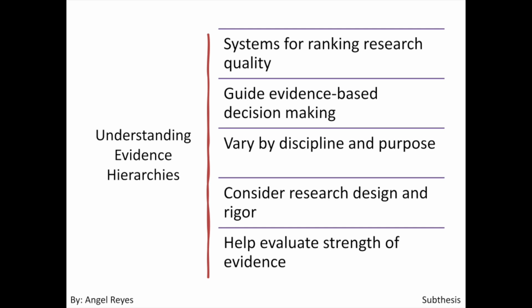Generally, these hierarchies consider research design and methodological rigor as primary factors in ranking. They help us evaluate the overall strength of evidence for a particular intervention or approach. Understanding these hierarchies gives us a starting point for assessing research, though, as we'll see, they also have important limitations.